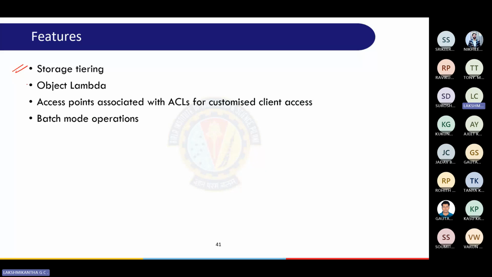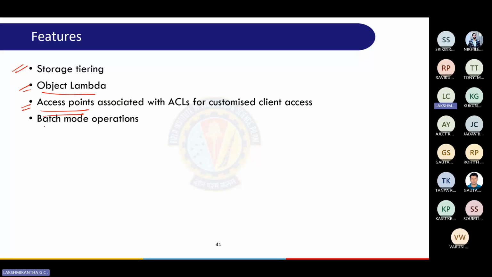And the second feature is Object Lambda. This is one of the incredible features we will discuss next. It allows you to add compute to your data storage. And the third one is access points. You can create specific endpoints with associated ACLs for your customized client access. This allows you to simplify and secure access to specific subsets of data.